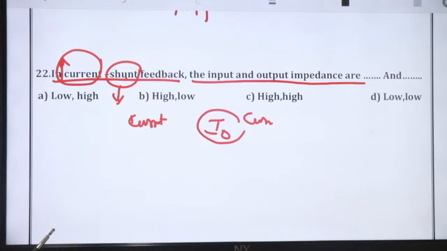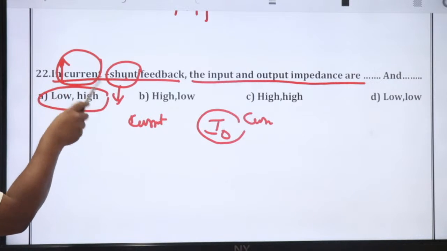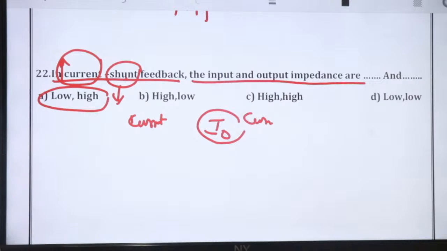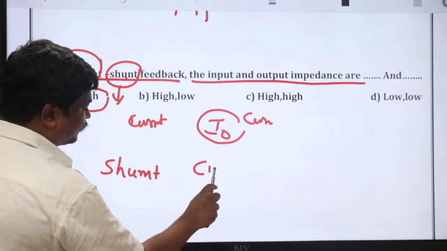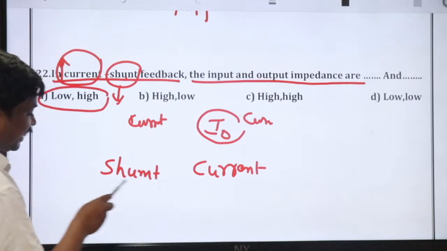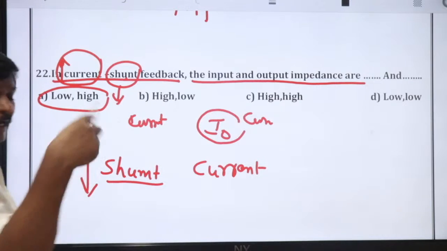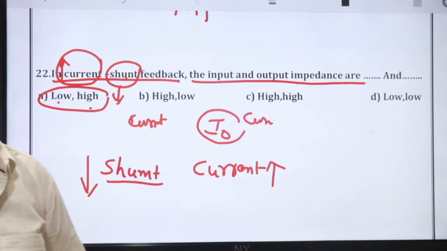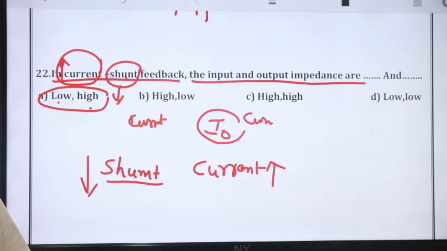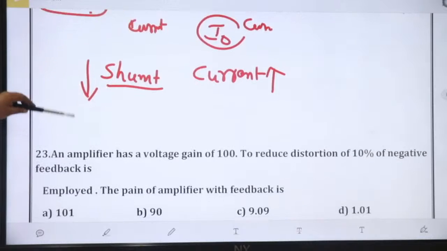Increases. Low and high. For this, we have to take the opposite. No, no, like that. Current shunt. You have to write it as shunt and current. I told you now, whenever shunt and voltage come, it decreases. Current and series will increase. Shortcut formula I told you. So decreases and increases. Low and high. Okay. Right. Next.